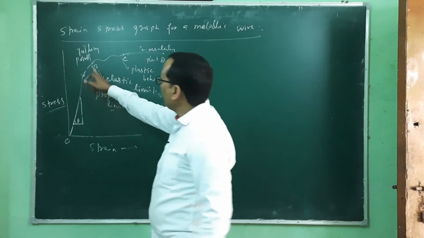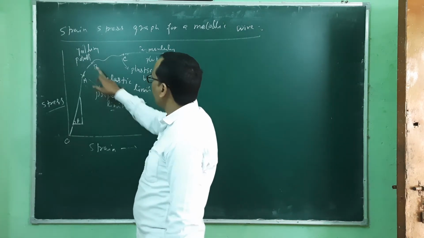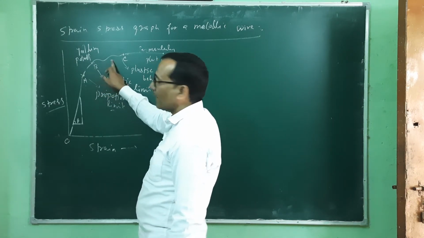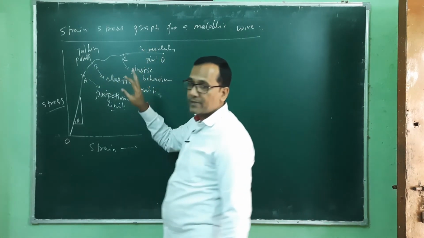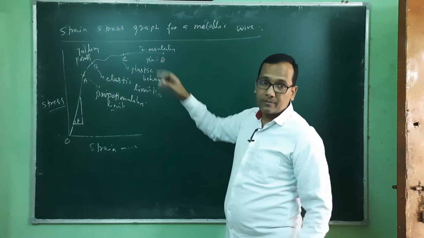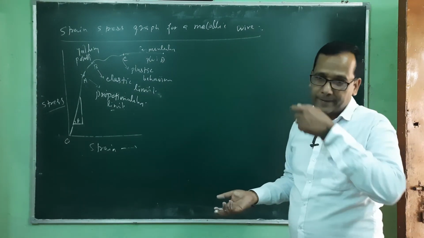So this is the yielding point, and this B is also known as the elastic limit. After this, the behavior changes and plastic behavior starts, and from C to D it is permanently plastic, and after D the system is broken. That breaking point is the fracture point.